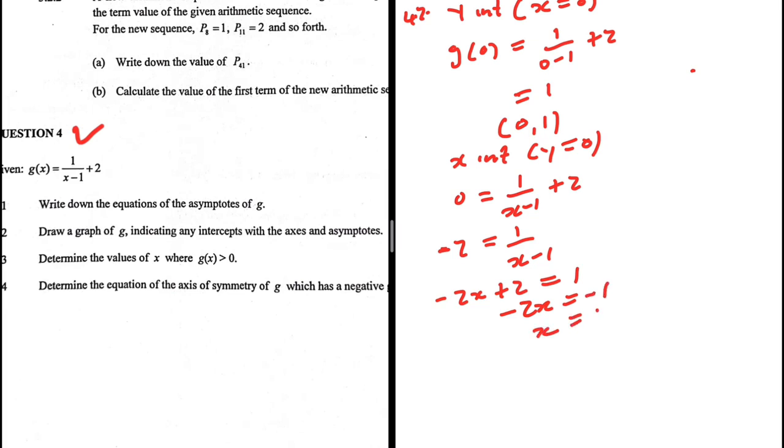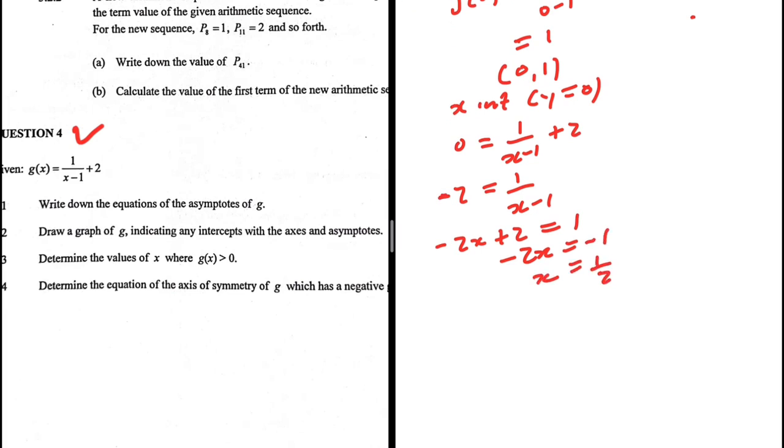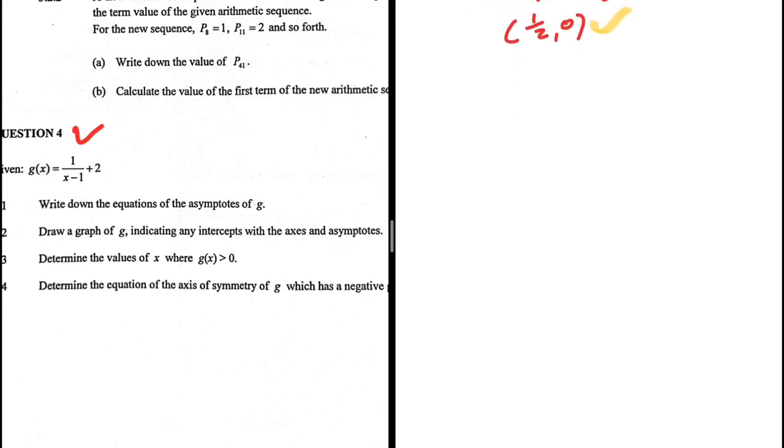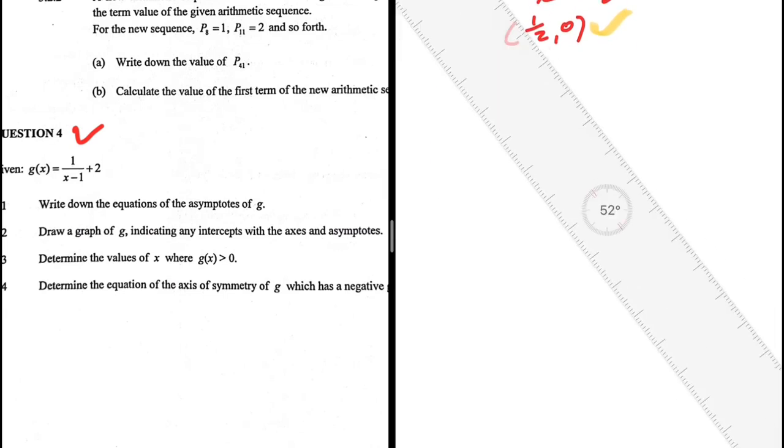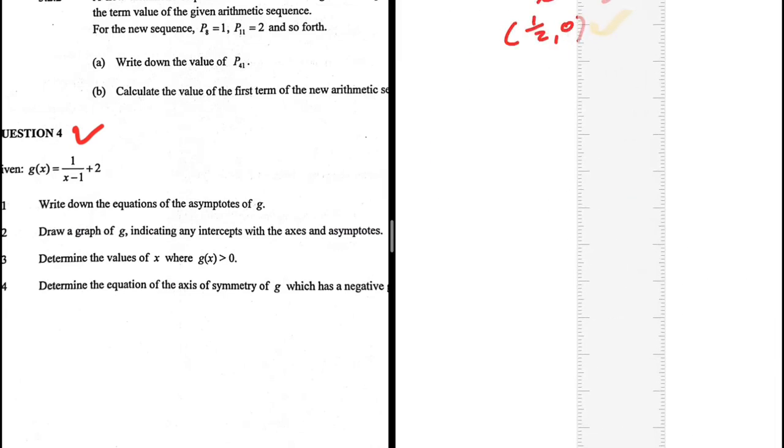So x is equal to a half. Our x-intercept, x is a half, and obviously y is 0. So we have our intercepts and our asymptotes. We can go ahead and sketch this graph. So let's go ahead and do that.